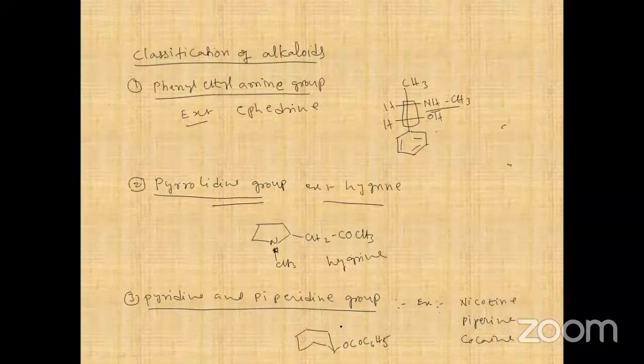C6H5, COO, CH3, and N-CH3. Okay, this is the piperidine group. Other examples are also there. Piperine, nicotine are also examples for this type. Next.